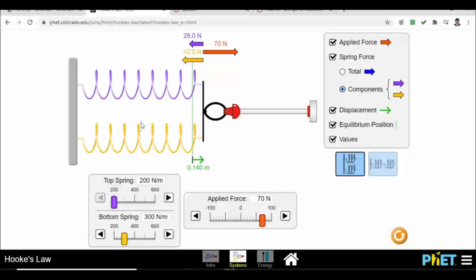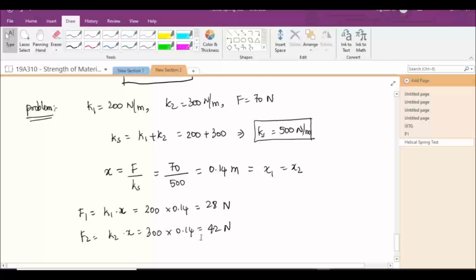Since the second spring is stiffer, only 28 Newton of force is required for the first spring to displace it by 0.14 meter. So if the stiffness of a parallel spring is less, the force applied in that spring will be less. If the stiffness of one of the springs is more, then that spring will have more force applied. So more force is applied in the second spring, 42 newtons, which is exactly what we got in the numerical result.